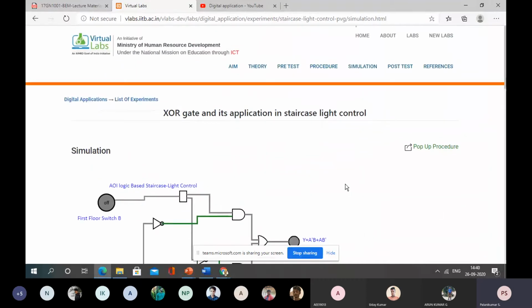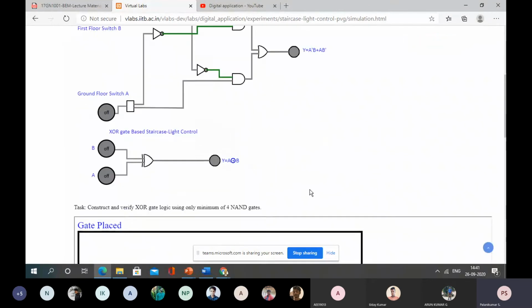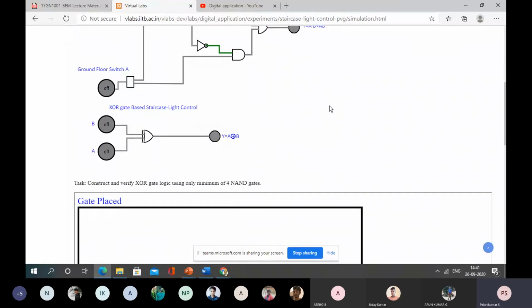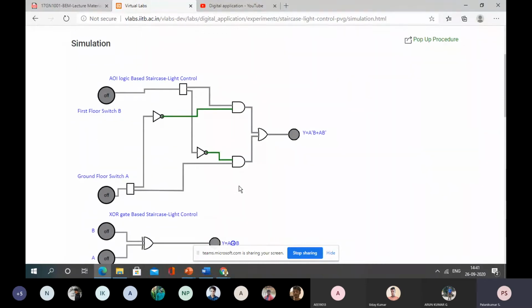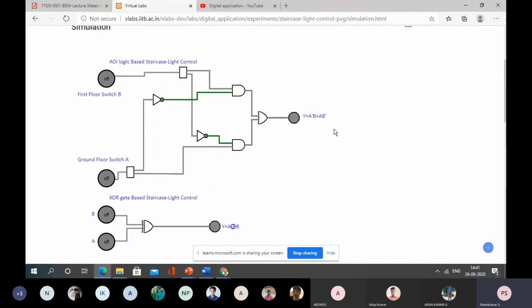After you execute both the AND, OR and invert logic as well as the XOR gate logic successfully, you should be able to realize that the first has more gates: two NOT gates, two AND gates, and one OR gate. Whereas we can realize the XOR gate with a single gate, because ultimately it is only the XOR gate output. So with a single XOR gate, if available, I can use it for the staircase light control application.